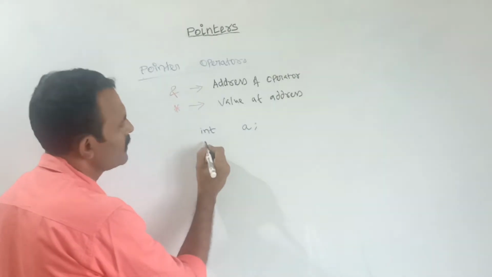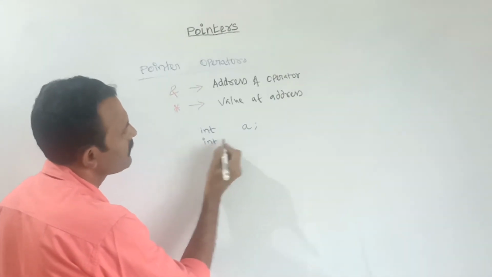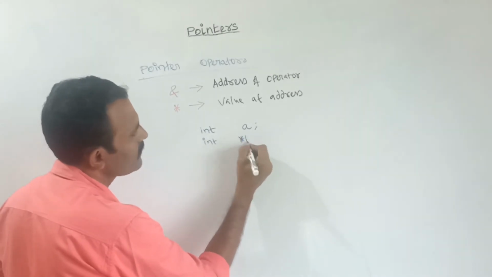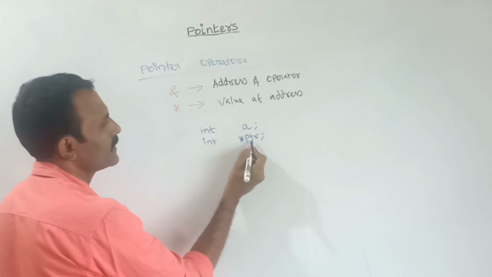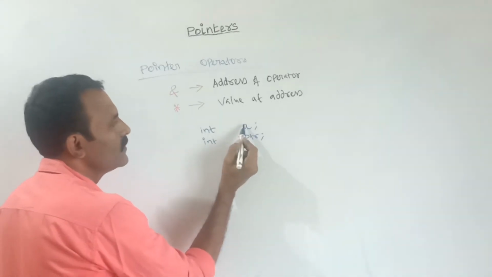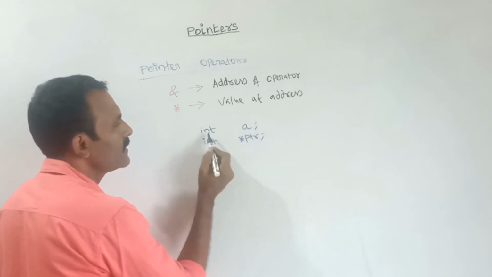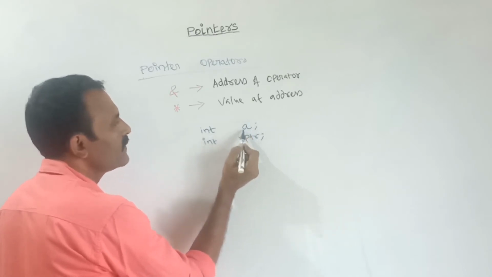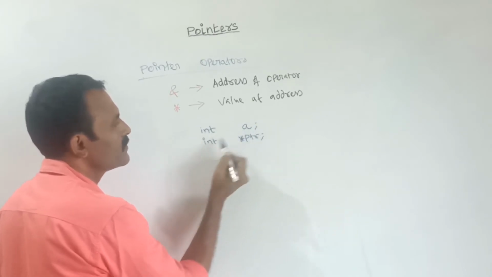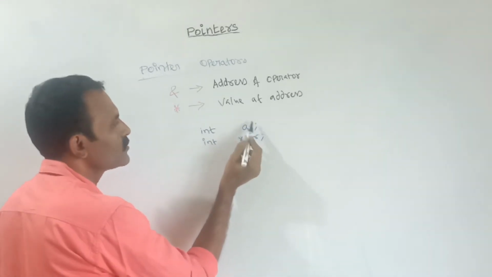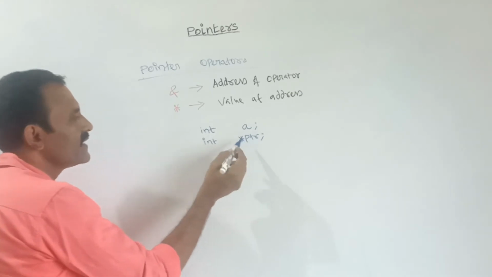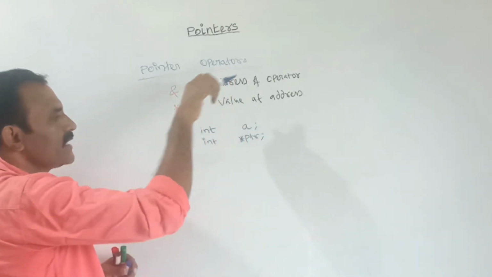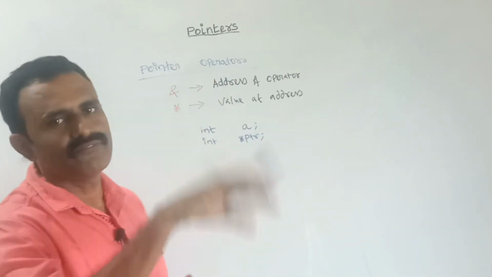Next, variable integer star ptr. For the pointer variable, I have declared ptr. Suppose I want to access or store the address of another variable, here what type of data is this one? Integer data type. So here the pointer variable I should also create as integer, because an integer pointer variable can access the address of integer variables.